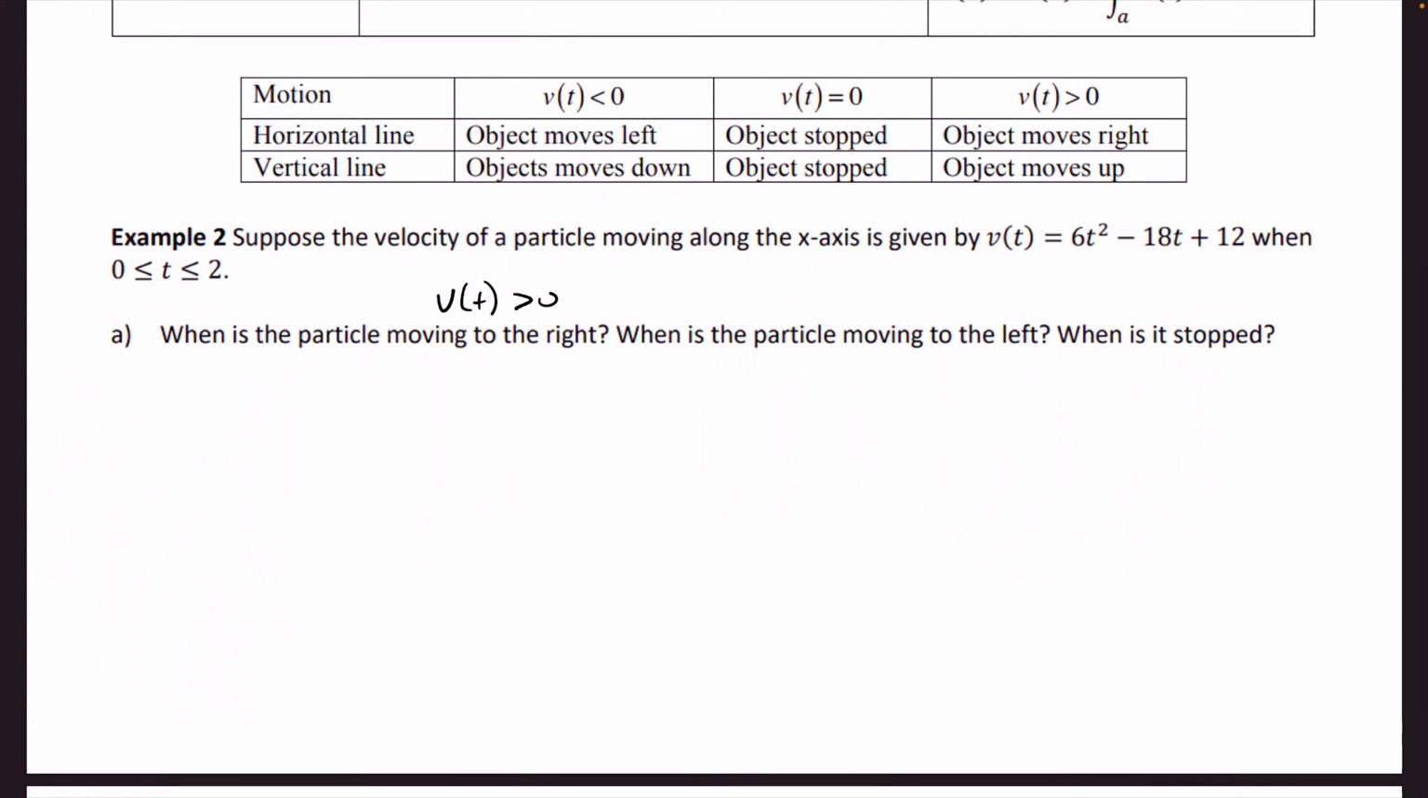V of t is positive. Moving to the left, V of t is negative. Stopped. So that's kind of review from last semester when we talked about this.